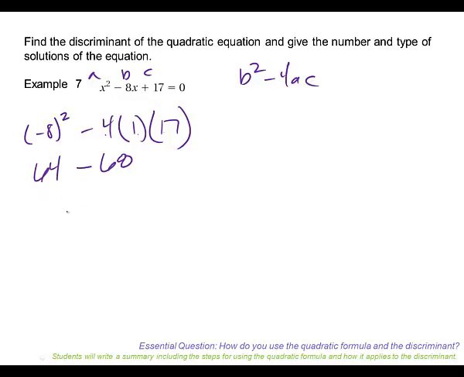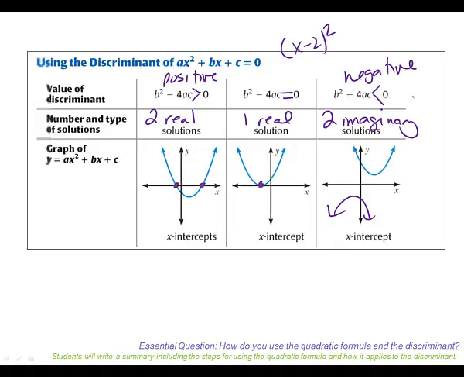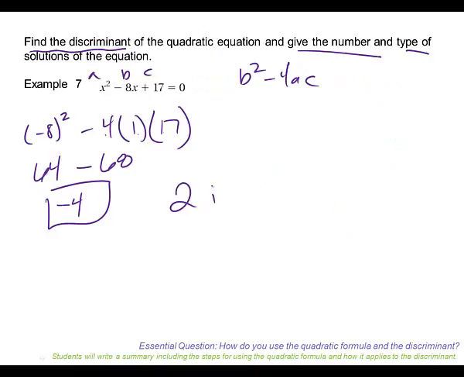64 minus 68. So they asked us for a bunch of things. It said find the discriminant. The discriminant is negative 4. Now it says give the number and type of solutions. So if we go back to that chart that was on the last slide, I got a negative. So how many and what type of solutions? 2 imaginary. So that's what you would write down as 2 imaginary solutions.